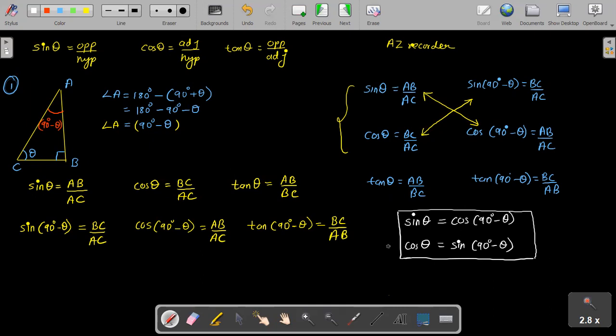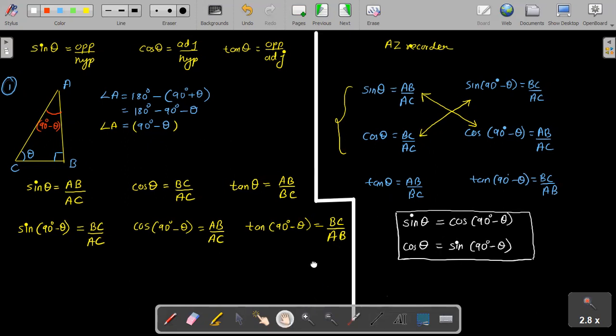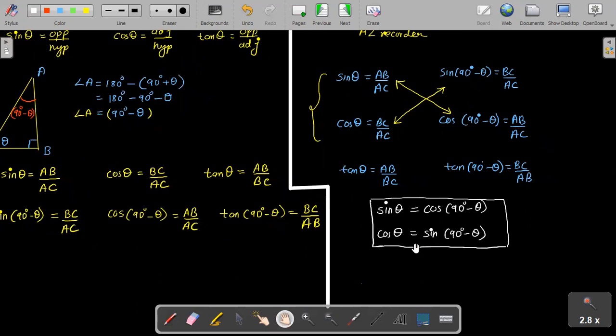Do you want to write this down in the notebook, or will you record it, or copy it later? Copy later. Okay. Hopefully it is recording. Fine. So this is clear to you till now. These are the two important ratios which you should remember. Sin theta is cos 90 minus theta. Cos theta is sin 90 minus theta.